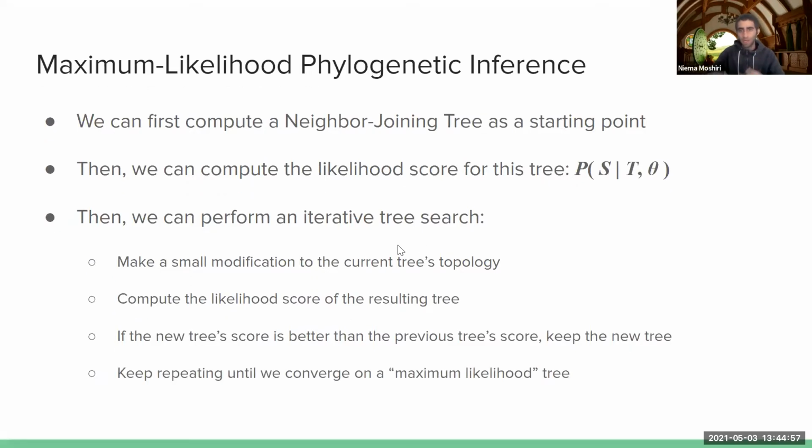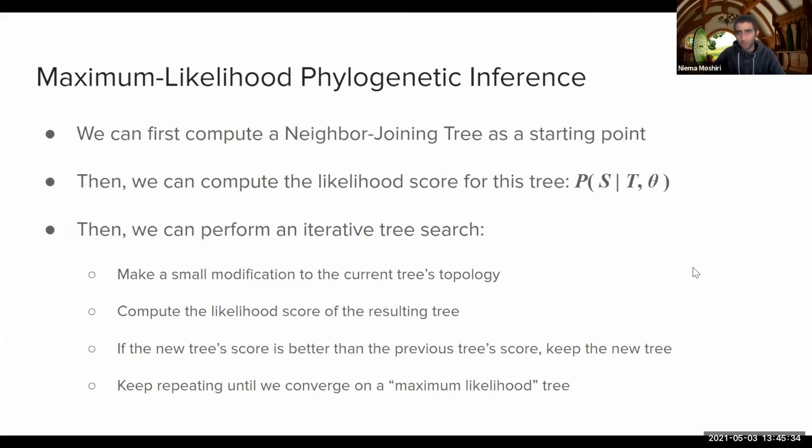And then I just keep repeating this process. Given this new tree, let me again rip off one of the branches and stick it somewhere else, compute the likelihood score, and check if the new one is better. If it is, I'll keep the new tree. If it's worse, I'm going to throw away the new tree and stick with what I had. Repeat again. And I keep doing this over and over again until, hopefully, I converge on a tree that has the maximum likelihood, the highest possible likelihood score from Felsenstein's algorithm.